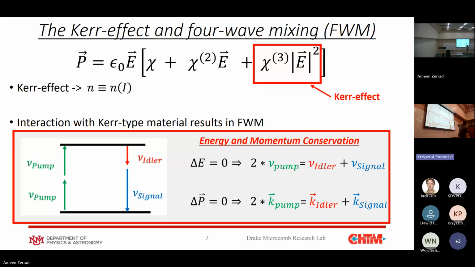It scales with intensity. So this is why it's important that you have this small mode volume. You're building up a lot of intensity so you efficiently have four-wave mixing. You also want high quality factors such that you don't have much loss with the light traveling through the ring. So you don't lose light. You have as much intensity as you can, so you can get as efficient four-wave mixing as you can.